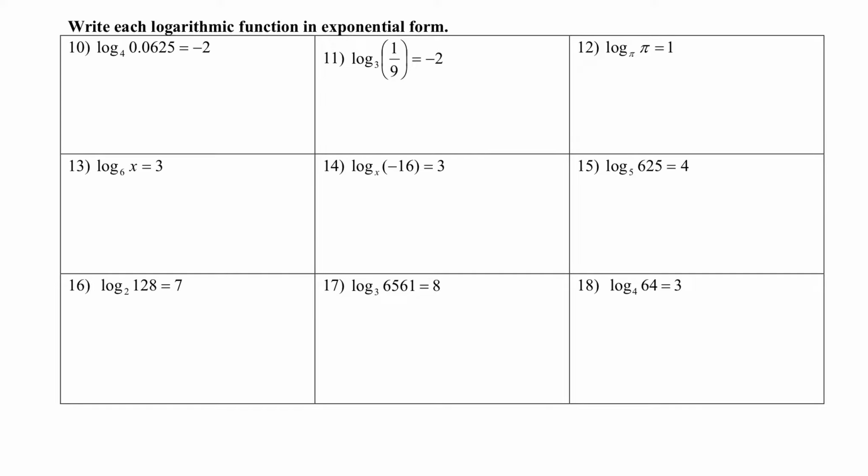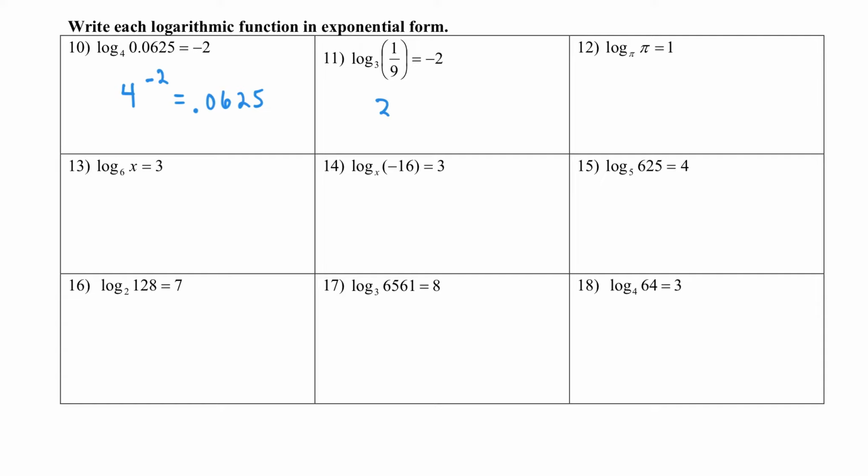For number 10 all the way to 18, we are going to write the exponential form of each of those logarithms. Remember that for each of them, we have a base. This number 10 is going to be 4. We have log base 4 of 0.0625 is equal to -2. So the exponent is -2. So you have 0.0625.